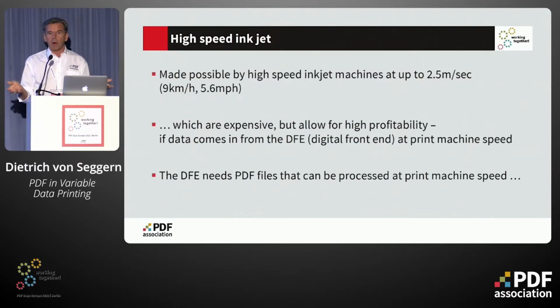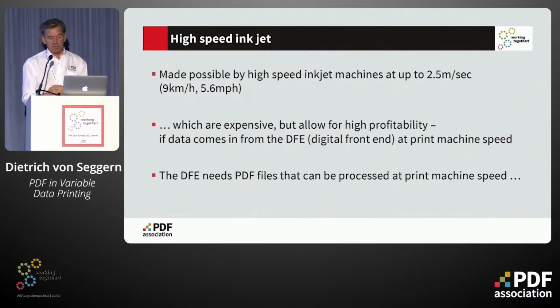So how can we print? I mean, in former times, print wasn't individual. You were using a commercial printing machine, and then you had to create a printing plate, and then you would print at least 1,000 or 10,000 copies. Today, we have high-speed inkjet machines, machines that can print at surprisingly high speed, up to 2.5 meters per second, so faster than you can walk. And it's impressive how fast the paper then comes out of the machine.